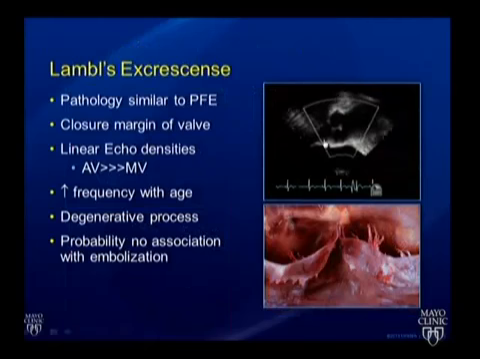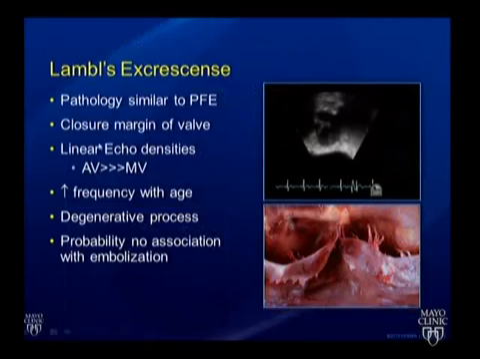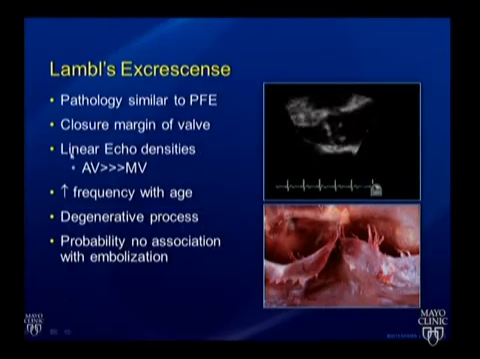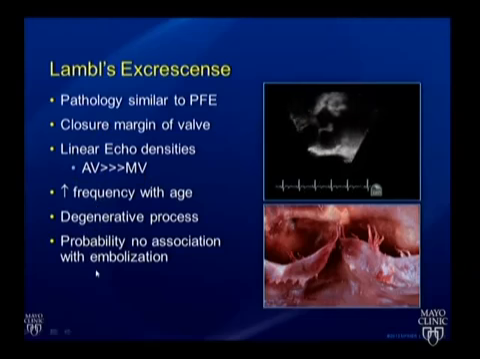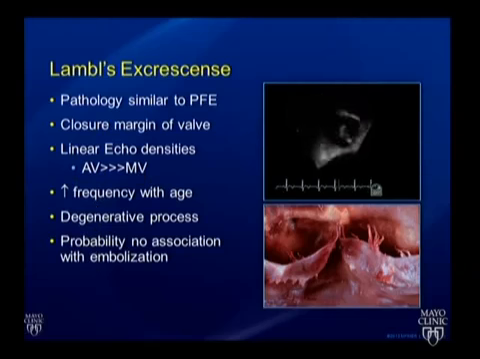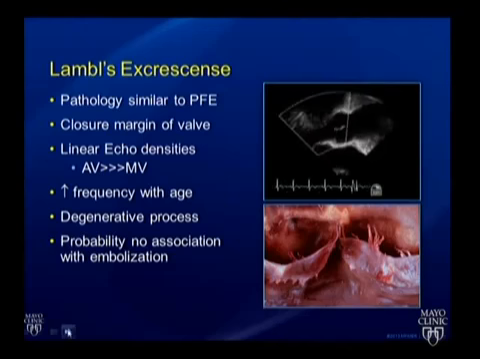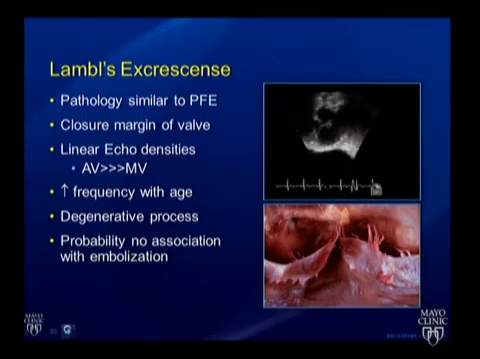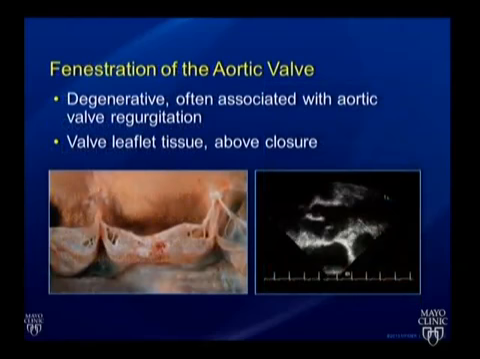Lambl's excrescences are pathology very similar to papillary fibroelastoma. They're often on the aortic valve, less so on the mitral valve, and they increase with age. They're a degenerative process, and there's data to suggest that in general they don't cause embolization, although I know some retrospective studies have suggested that, but data from our SPARC data here would say that these are degenerative and don't need to be removed. These are another thing that can sometimes be confused as a fenestration.